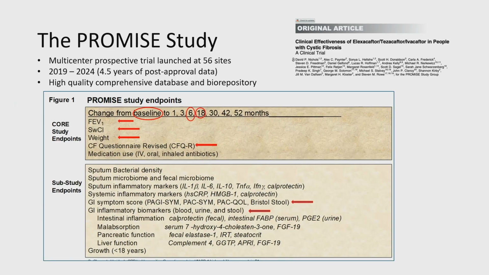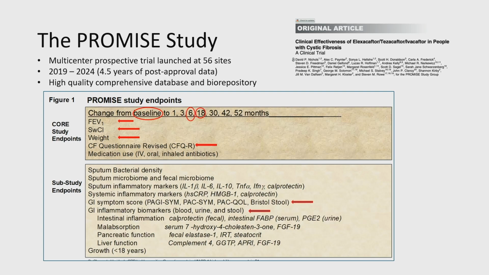So there's really no better platform to look at these questions than the PROMISE study, which has already been mentioned. Huge pre-post ETI study, 56 sites with an amazing biorepository that not only captured core study endpoints of FEV1, sweat chloride, weight, patient-related outcomes, but also got into the GI as well. And when they got into the GI study, for those of you that are here that designed it, this was incredibly useful that you parsed your biomarkers into functions. So intestinal inflammation, malabsorption, pancreatic function, liver function.